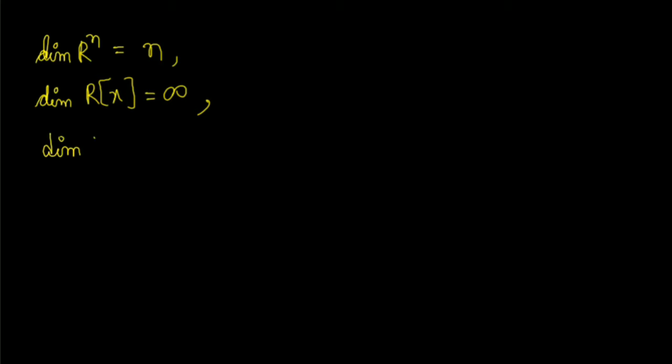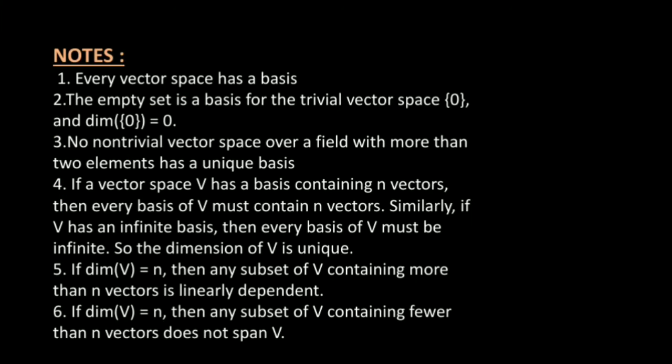So the dimension of R n is n, and the dimension of R x is infinite. The dimension of M, where M is a matrix of order m cross n, is m cross n. And the dimension of the vector space R over R is 1. Similarly, we can find the dimension of the rest of the vector spaces. Now let us move to the next topic.